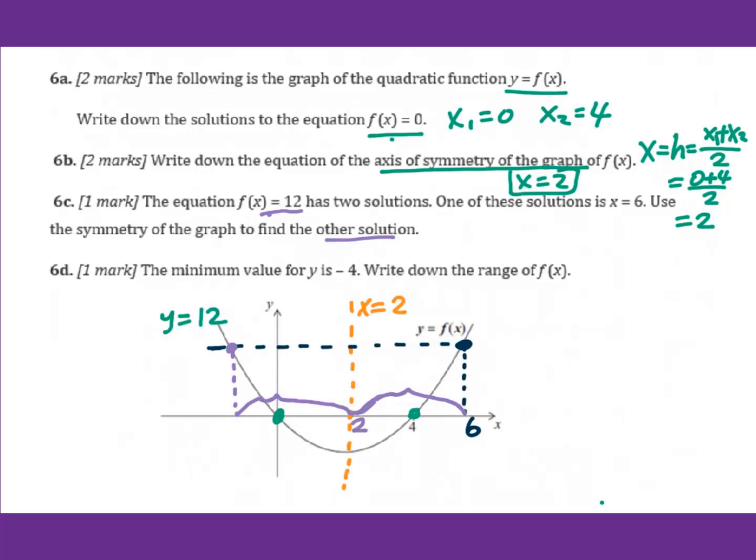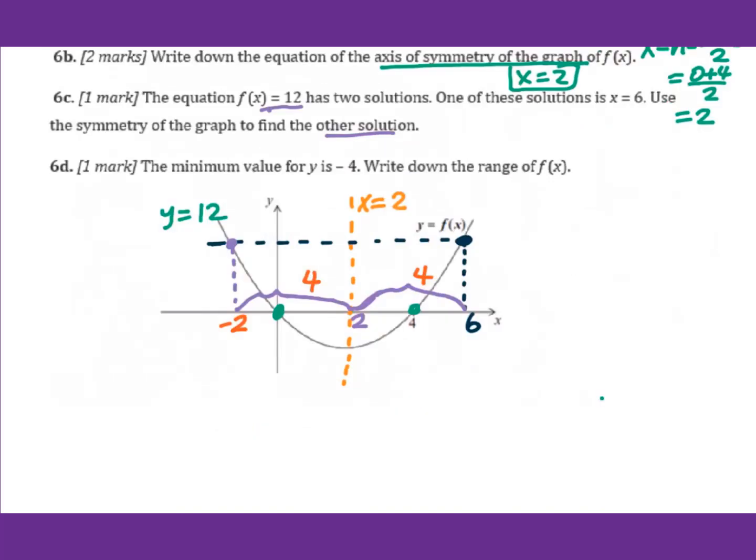This is 2. So the distance here is 4. This will be 4. Therefore, here's a negative 2. How you get this negative 2? You can use 2 minus this 4. So you get the negative 2. Because from this 2, you move 4 units. That's why you use 2 minus 4, get this negative 2. The other solution, x2, will be negative 2.